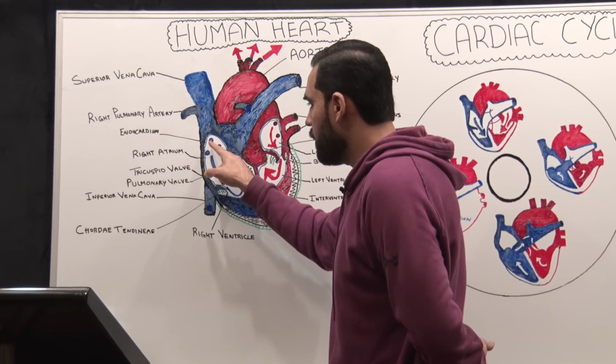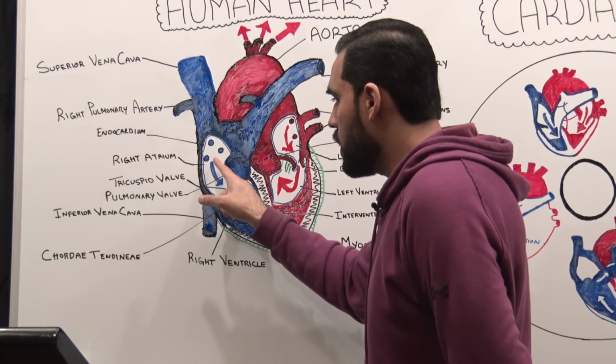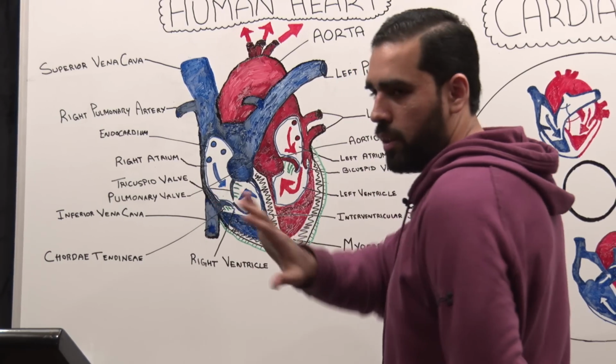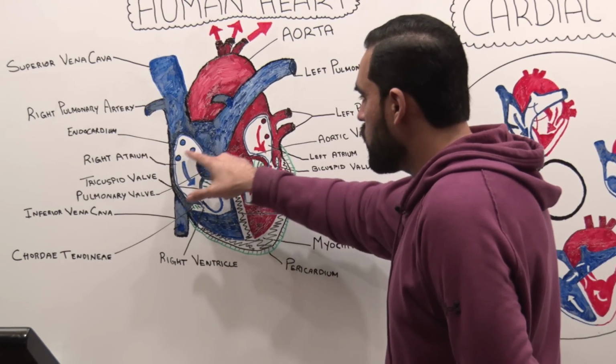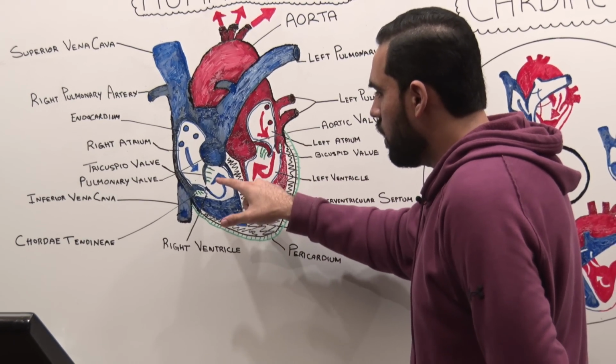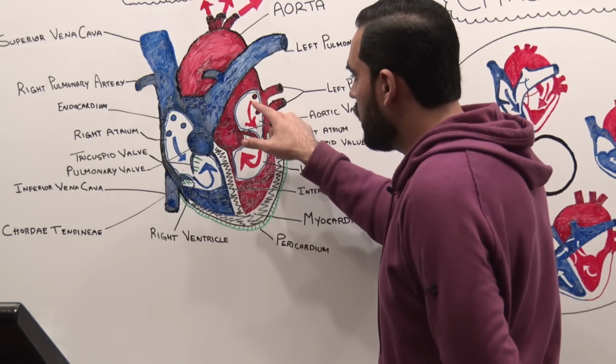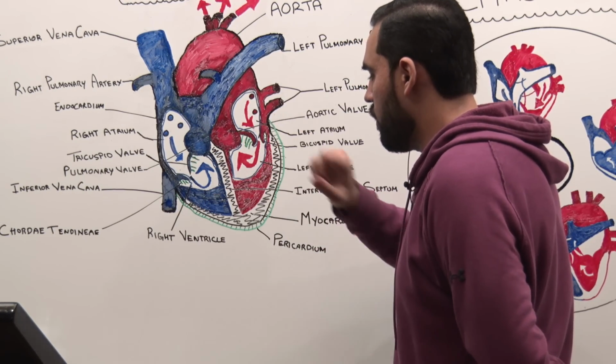We have the endocardium. We talked about that. Let's talk in the proper fashion, okay? We have the right atrium, the right ventricle, the right atrium and the left atrium, the right ventricle and the left ventricle, right?